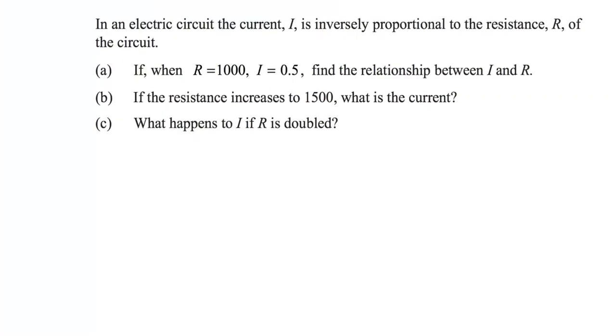Right, let's have a look at some worded examples now. In an electric circuit, the current I is inversely proportional to the resistance R of the circuit. So before we even get started, let's write this out. So I is proportional to 1 over R. And we know the proportionality equation is going to be I is equal to k over R.